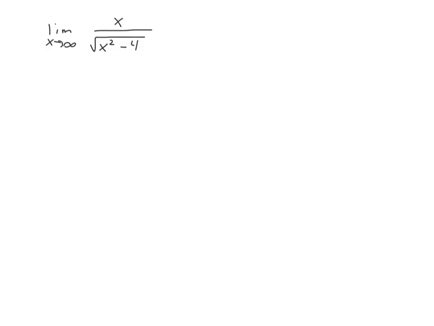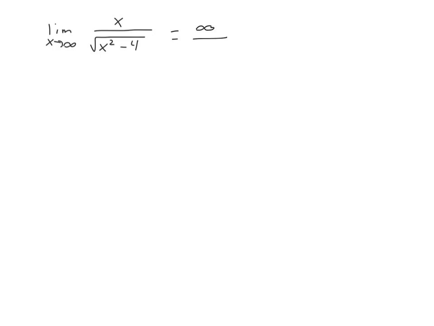In this next one here, we've got the limit as x approaches infinity of x over the square root of x squared minus 4. Now this one is not a rational function because you don't have a polynomial in the denominator. So we want to go through and evaluate this limit. And our first instinct is to just plug in the infinity. And when I do that, the top is going to be infinity.